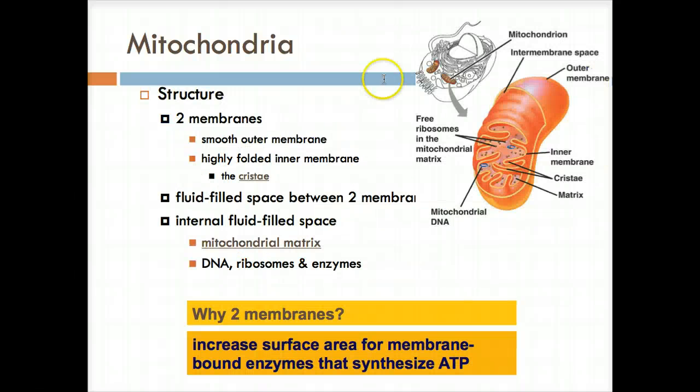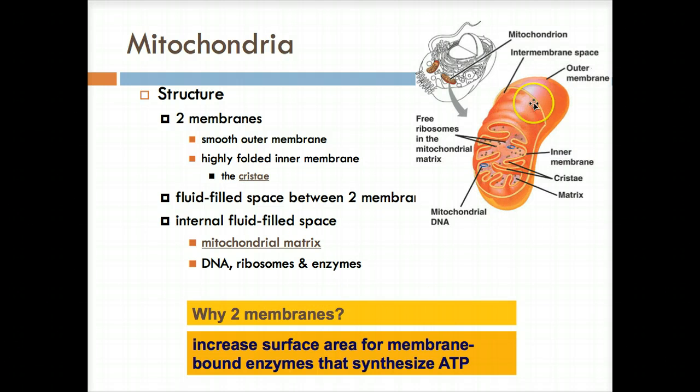The structure of the mitochondria, you can see it actually has two membranes right here. It has an outer membrane, and it has a highly folded inner membrane. Do you see this? So here's the outer membrane. Here's the highly folded inner membrane. This is called the cristae. And then there's also fluid here inside that inner membrane. This is called the mitochondrial matrix, so it's kind of analogous to the cytoplasm of the cell. It also has some DNA, some ribosomes, some enzymes.